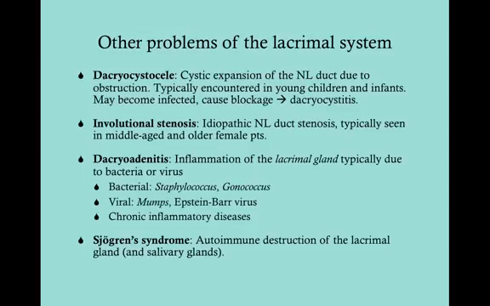So some of the other problems of the lacrimal system: dacryocele. This is a cystic expansion of the nasolacrimal duct due to an obstruction. So you have an obstruction that's primarily there, and then secondary to that, because of the pressure that builds up, you get a cystic expansion of the duct. And this is typically encountered in young children and infants. This can become infected, and if it becomes infected, then it can cause blockage, and if blockage becomes present, then you have a dacryocystitis.